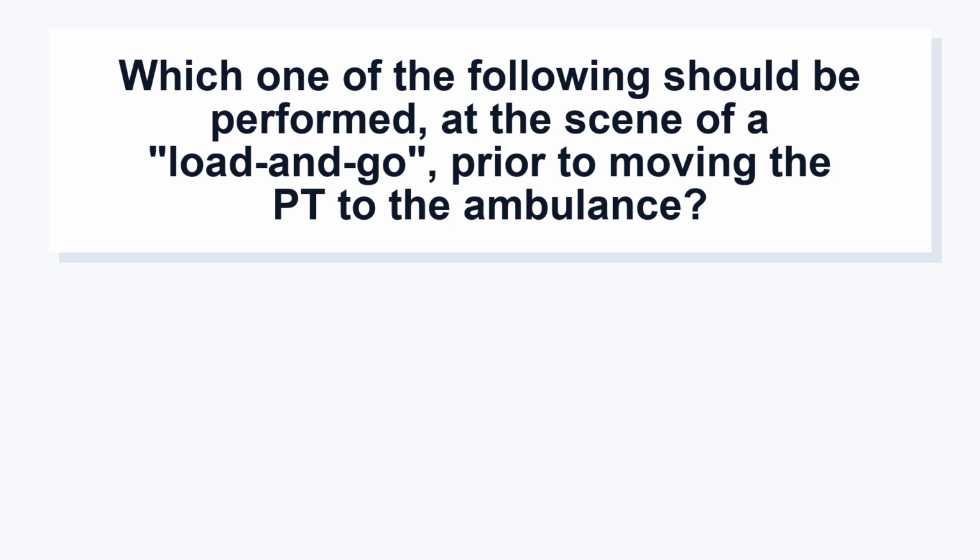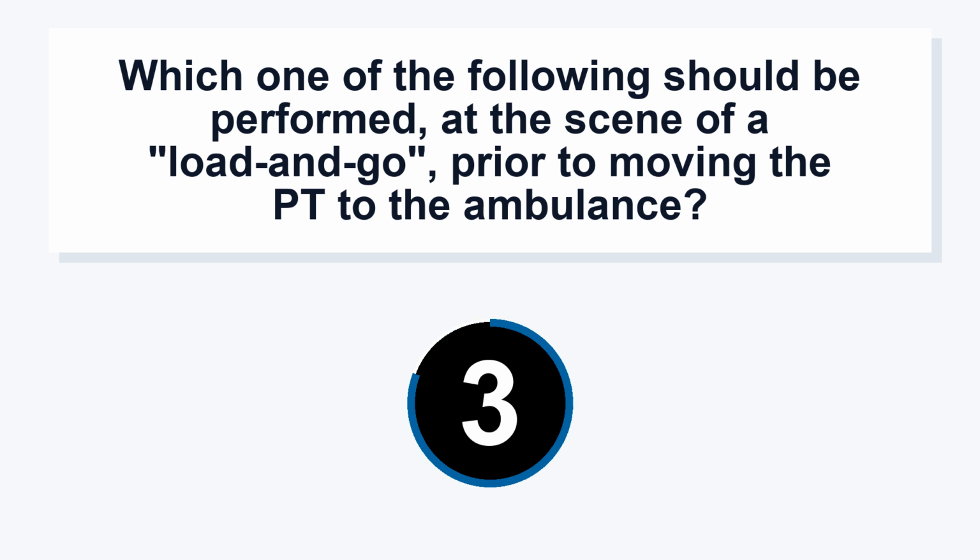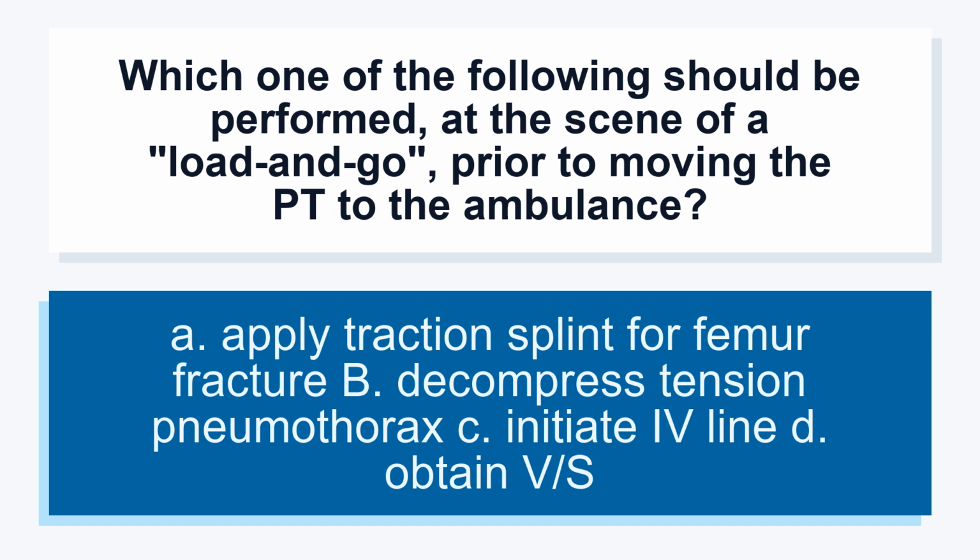Which one of the following should be performed, at the scene of a load and go, prior to moving the patient to the ambulance? A. Apply traction splint for femur fracture. B. Decompress tension pneumothorax. C. Initiate IV line. D. Obtain vital signs.